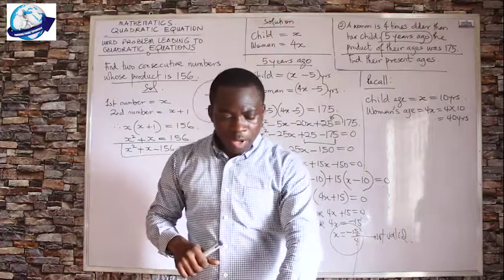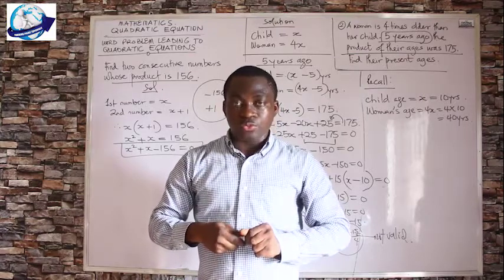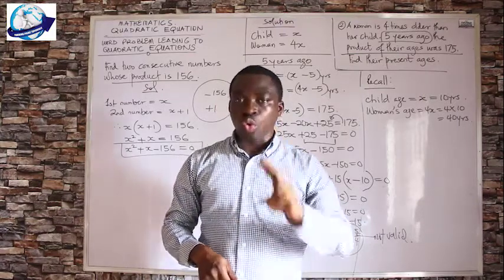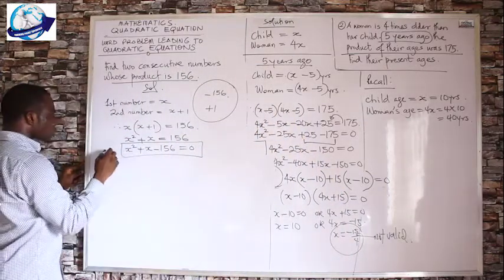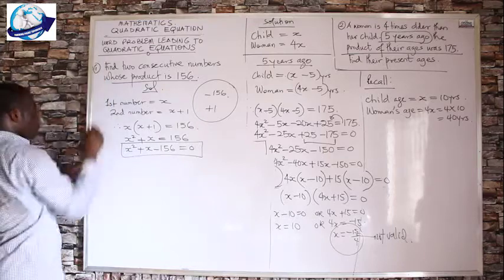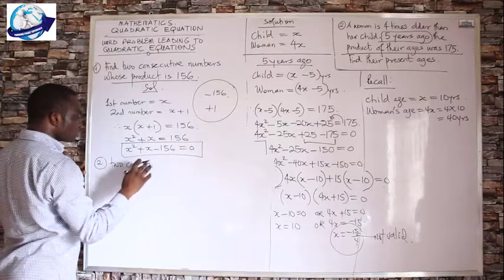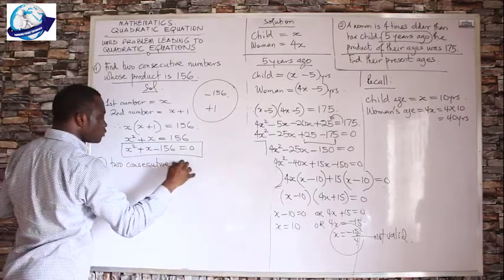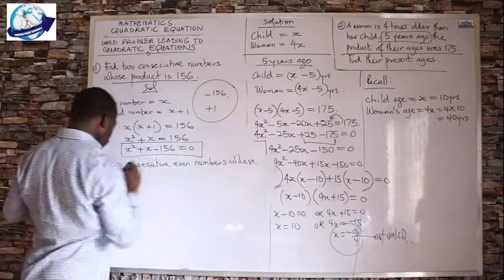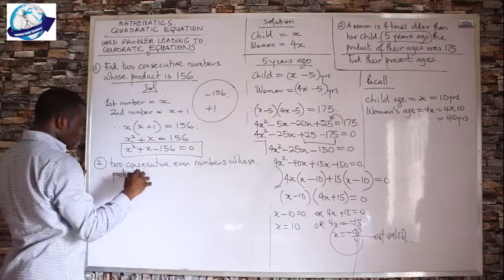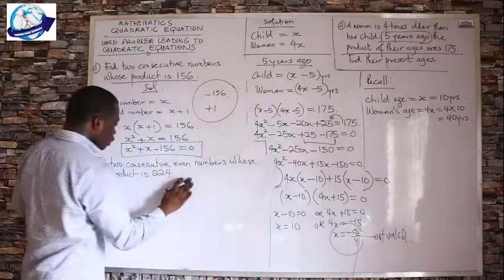Now look at this. I'm helping you now already. Find two consecutive even numbers. I round off. Find two consecutive even numbers whose product is 224. Two consecutive even numbers. This is now 1, this is 2. Two consecutive even numbers whose product is 224. Okay, 224. Thank you. Now let's see.